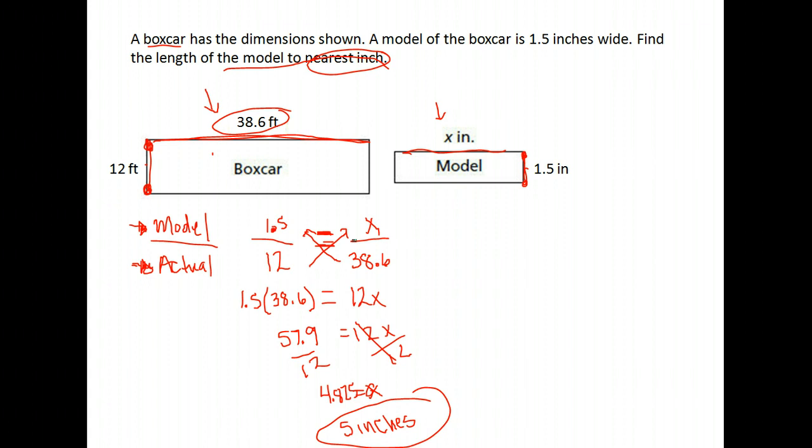Okay, so we set up our ratios, being very careful, set them equal to one another, cross-multiplied, simplified, and then solved for x.